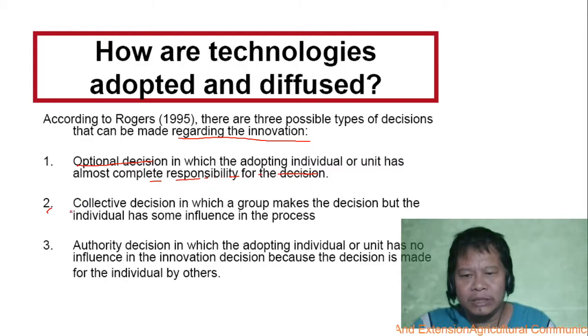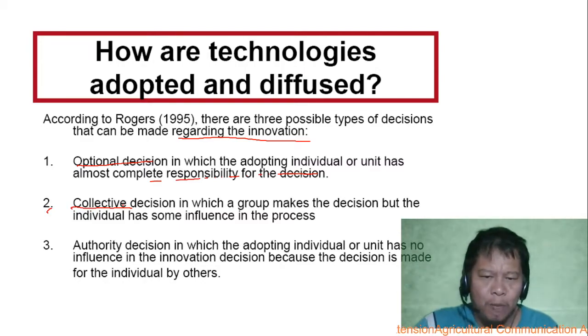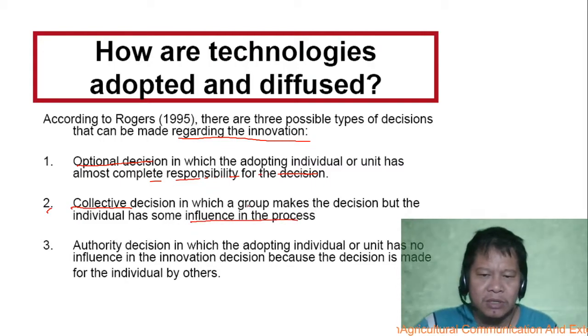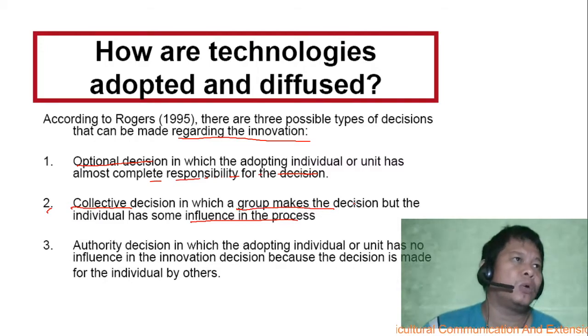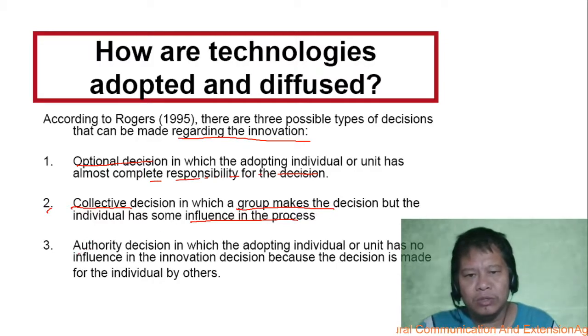Number two, we have a collective decision. From the word collect, so grupo. So, collective decision in which a group makes a decision but the individual has some influence in the process. So, the group decides to adapt. So, parang collective decision. Okay?